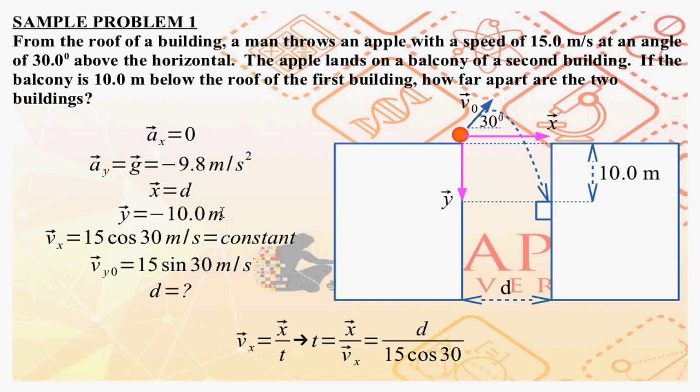So we've divided the acceleration and the displacement into x and y component. We do the same thing with velocity. We know the initial speed is 15 meters per second, and the direction of the initial velocity is 30 degrees above the horizontal. So we divide that into x and y component.